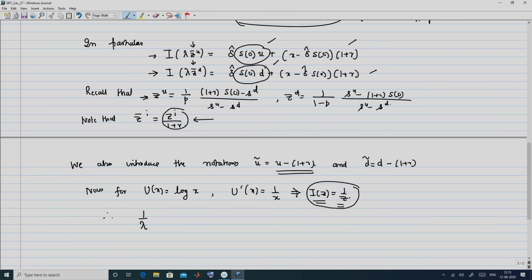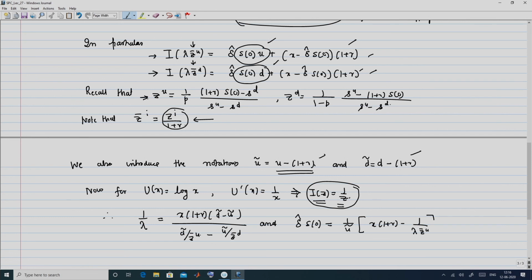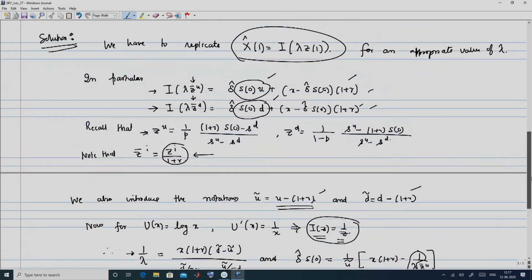Therefore, we get these two equations, and you can use these two equations to solve for lambda to get 1 over lambda is equal to 1 over x into (1 plus r) into (d tilde minus u tilde), where u tilde and d tilde have been defined here, divided by d tilde over z bar of u minus u tilde over z bar of d. Accordingly you will get delta hat, that is your optimal portfolio. Delta hat is obtained from the relation that delta hat of S 0 is 1 over u tilde within bracket x into (1 plus r) minus 1 over lambda into z bar of u, where 1 over lambda has already been determined here. So this was the first problem.